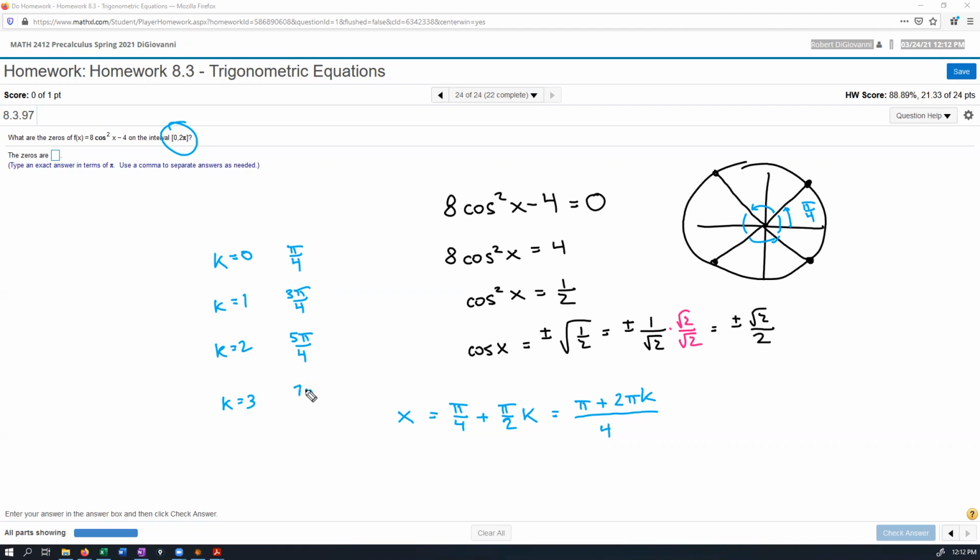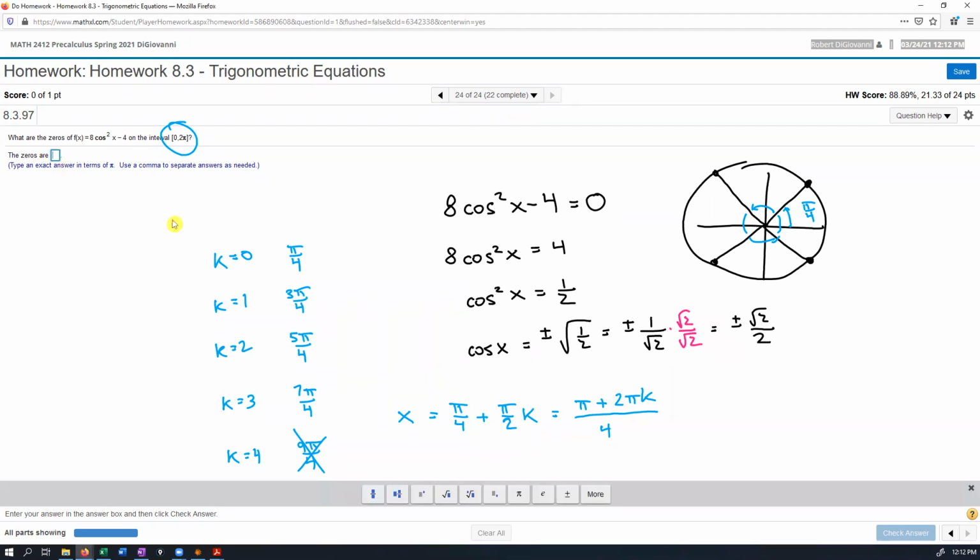If k equals 3, we get 7 pi over 4, still less than 2 pi. If k is 4, we get 9 pi over 4, and now we've gotten too big. And if you try -1, it won't work. So we will have 4 solutions here: pi over 4, 3 pi over 4, 5 pi over 4, and 7 pi over 4.